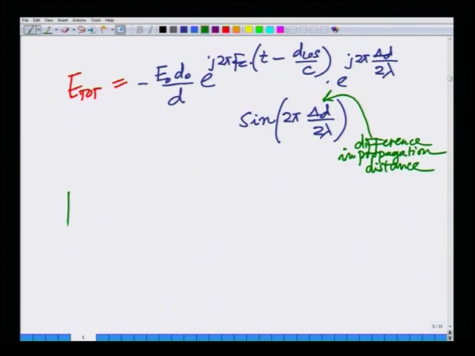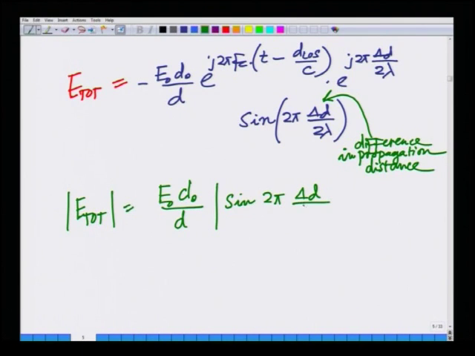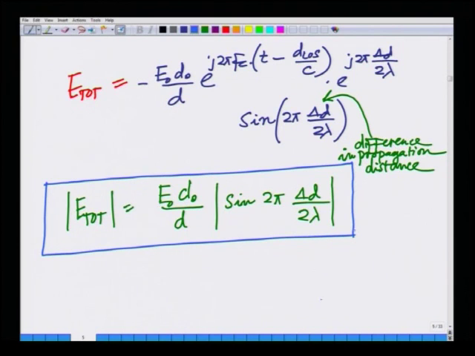And finally, if I look at the magnitude of E total, both these exponential factors vanish because they are phase factors, hence the magnitude is nothing but E naught d naught by d times the magnitude of sine 2 pi delta d over 2 lambda. All right, and this is essentially the expression that we have for the net magnitude, where delta d, let me remind you again, is nothing but dg minus dLOS.